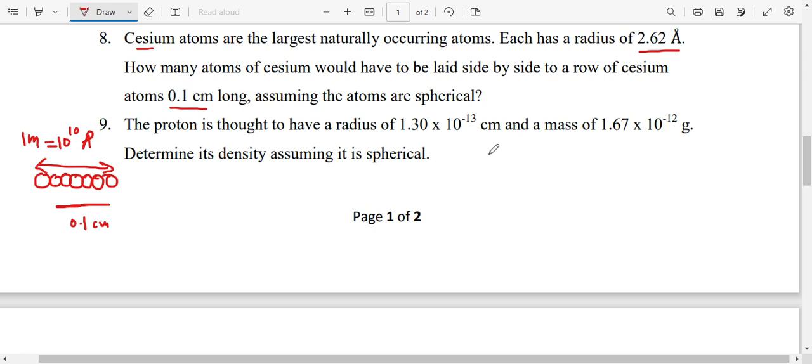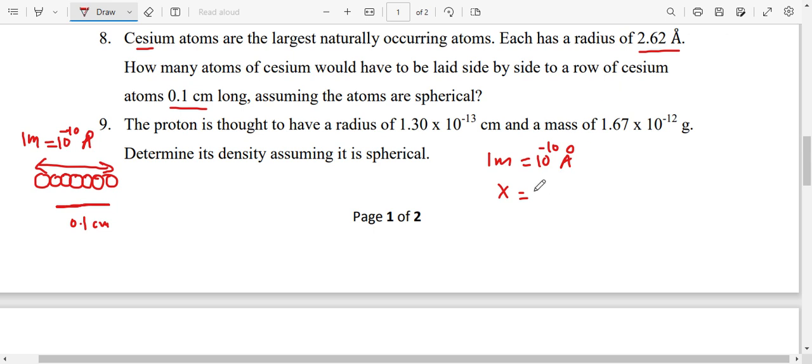We know that 1 meter is equal to 10 to the power positive 10 angstrom. Let me just refer again to the conversion factor. Perhaps I should say 1 angstrom is equal to 10 to the power negative 10 meters. So 1 angstrom is equal to 10 to the power negative 10 meters, and if it is 1 meter, it is supposed to be 10 to the power positive 10 angstrom.